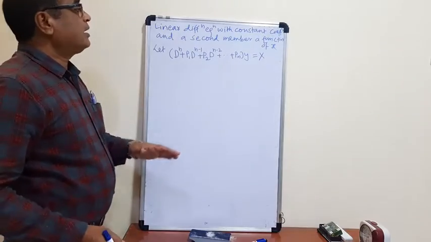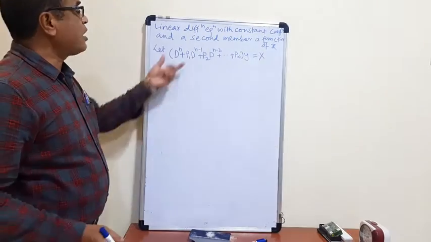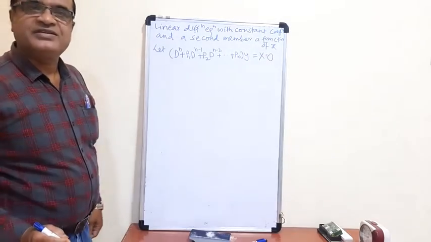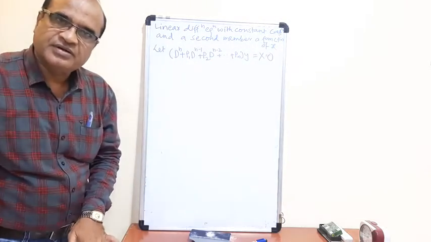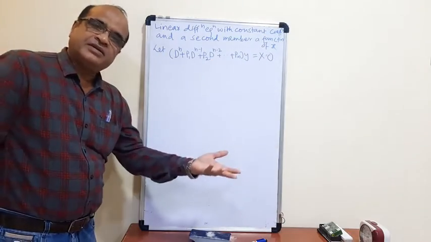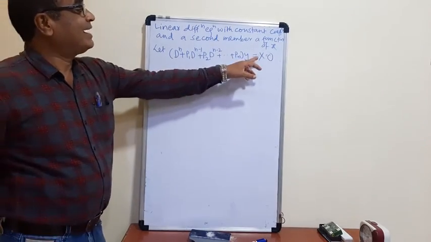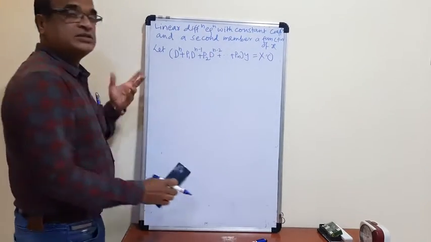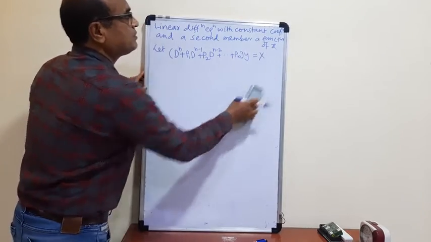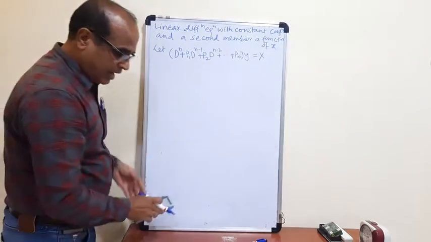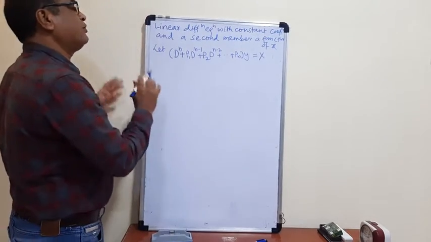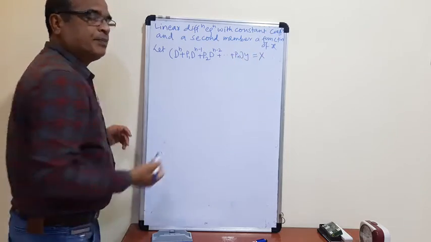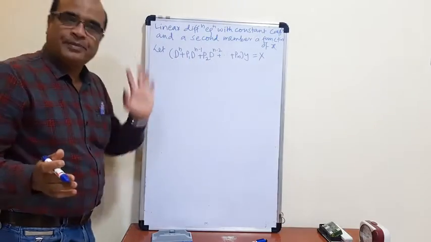In the previous lecture, we solved this differential equation when we considered the right hand side to be 0. If it is 0, then the roots are different, imaginary, or repeated, and we find the solution. If it is not 0, then what is the solution? Then we find the solution considering the function of x, that is capital X here.